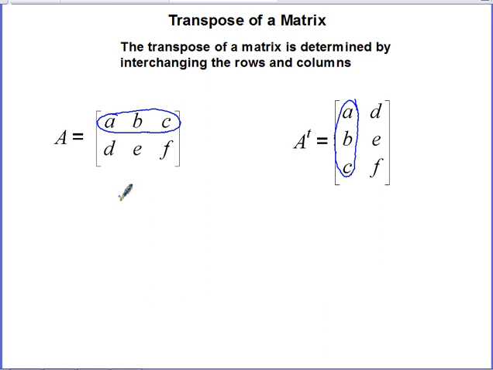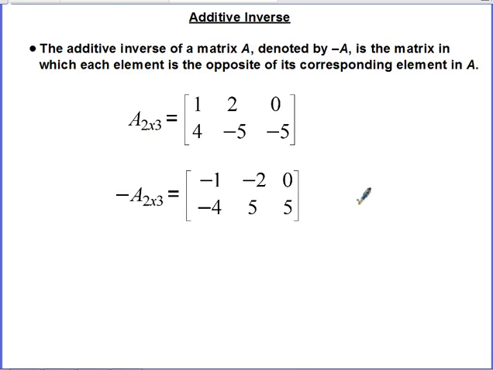And when you do that, watch, it also switches the dimensions. So this is a 2 by 3 matrix. It has 2 rows and 3 columns. This matrix is a 3 by 2. It has 3 rows and 2 columns. So we switched the dimensions, we switched where the numbers are located in the matrix. That's called the transpose. And then the last thing, super easy, the additive inverse.